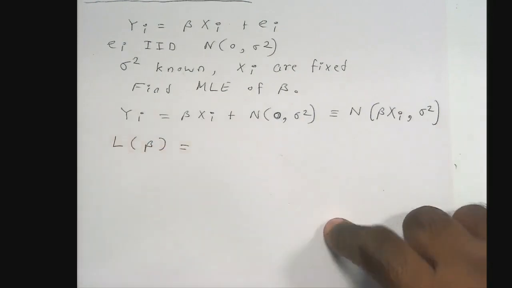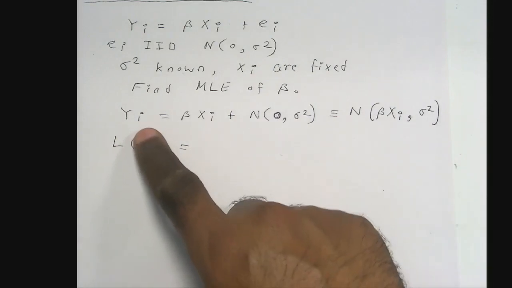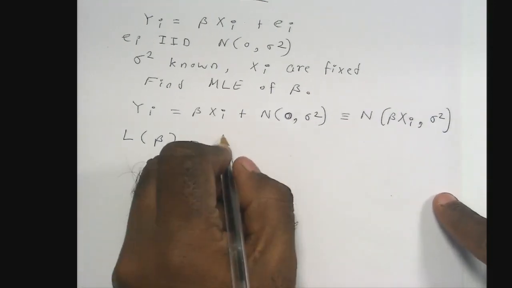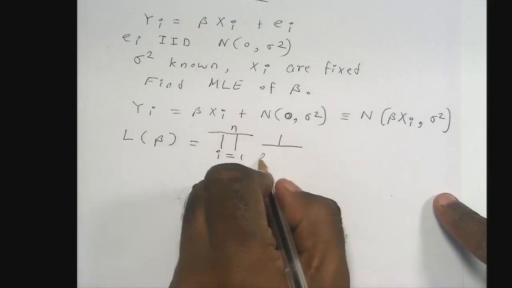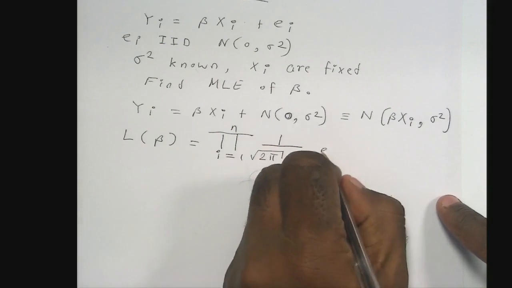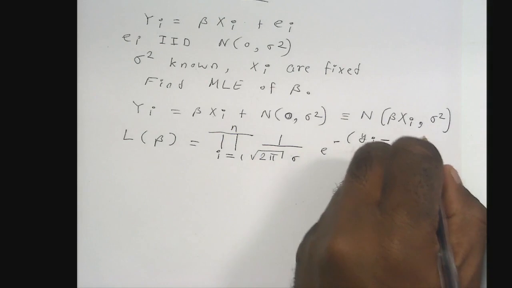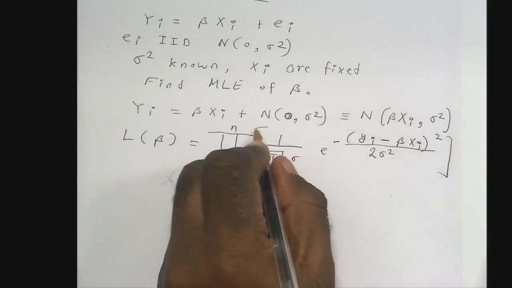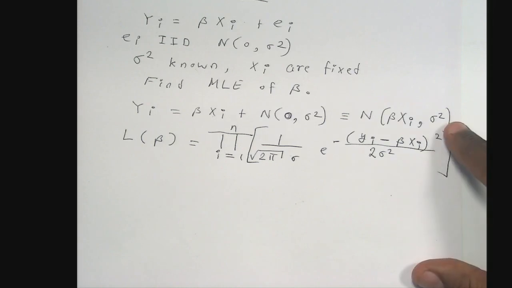The likelihood is going to be the product of the PDF of the observations. The observations here are yi, and each yi has this distribution, right? So it's going to be the product. So what I have written here is the product of the density of this normal distribution, right?